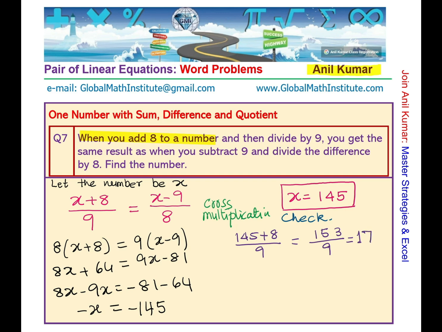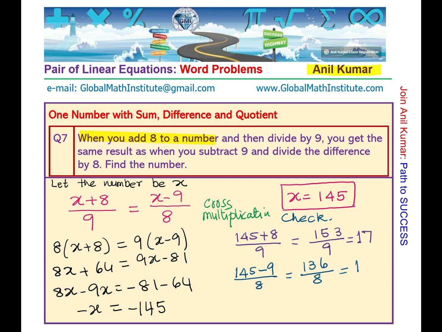Let's do the other one, which is 145 minus 9, divided by 8. So when you take away 10, it is 135. Otherwise, it should be 136. And 8 times 7 is 56, right? So we have checked. Both are equal, correct? So that means our answer is absolutely right.